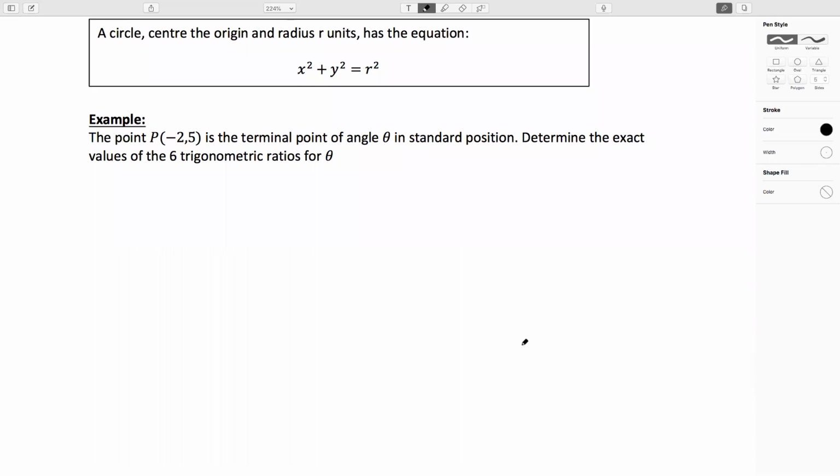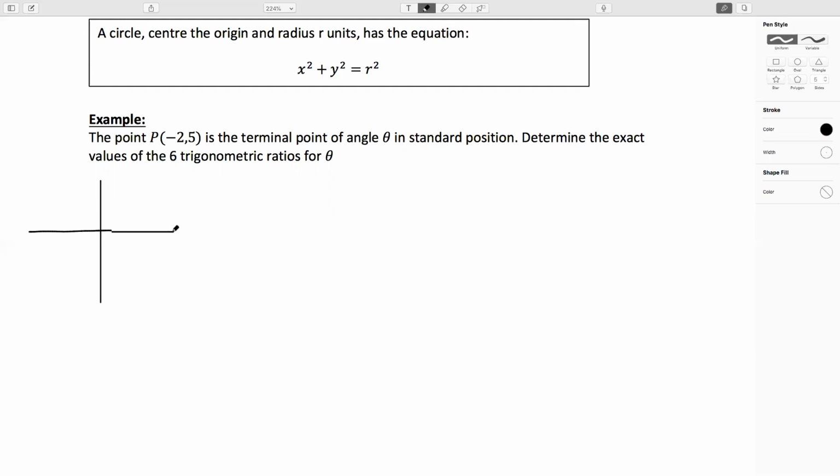Okay, the point P, which is negative 2 and 5, is the terminal point of angle theta in standard position. Determine the exact values of 6 trig ratios for theta. So this is the same type of question as before, but rather than being given the angle, you're given a point. You solve it in a similar way, but you need to find x, y, and r rather than just know them based on the angle.